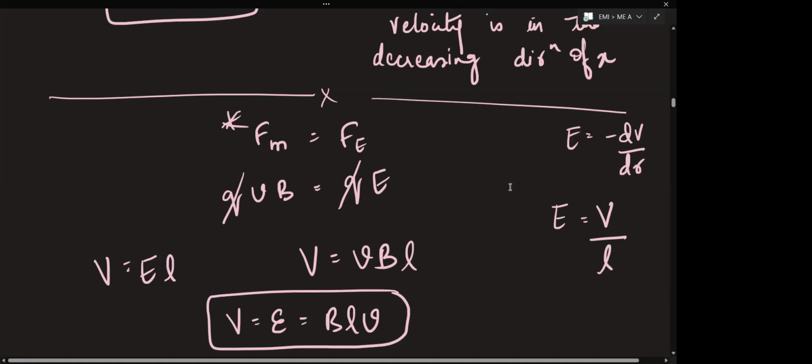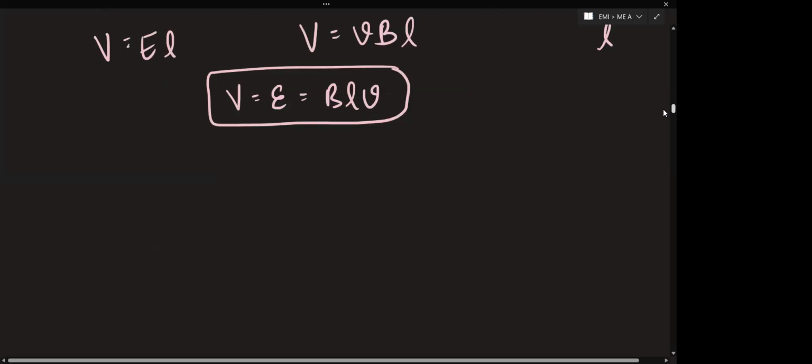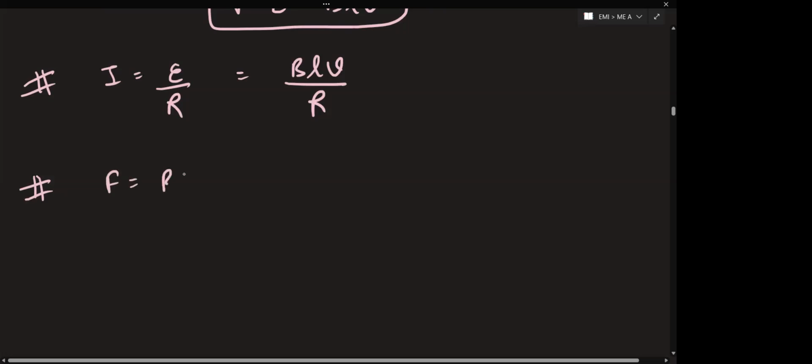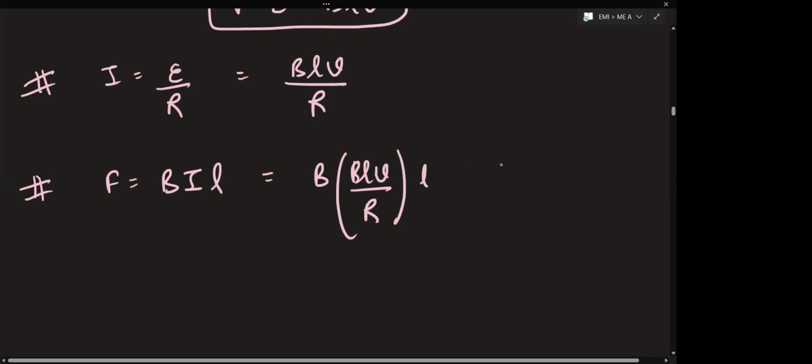Some more modifications can come from here, now that you have the value of EMF. If current is asked, it will be EMF divided by resistance, so that will be BLV divided by R. If we talk about force, force was BIL, remember B, I cross L, BIL sine theta. Just put the value of current from here, BLV divided by R, into BL. So the formula becomes B square L square V divided by R. That's the formula of force.